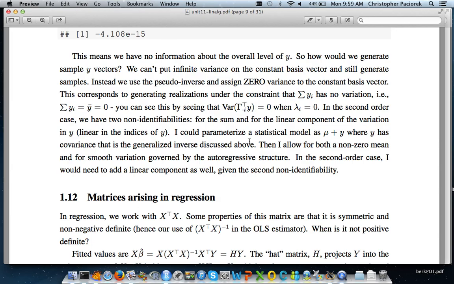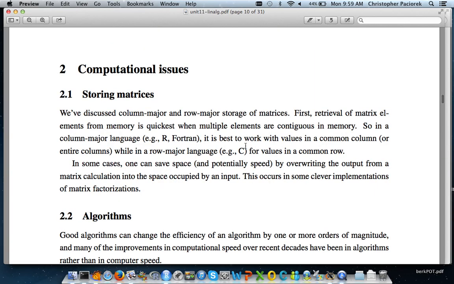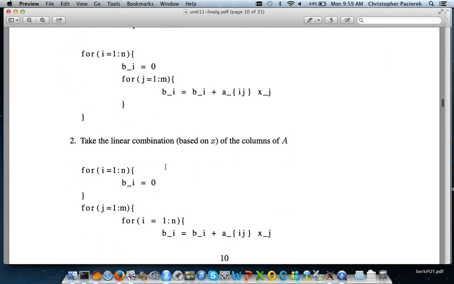Okay, so let me close there, and next time we'll pick up with computational issues and numerical precision for linear algebra.